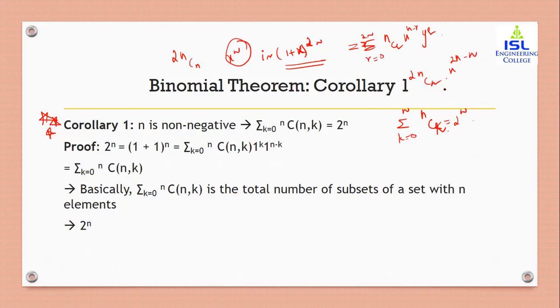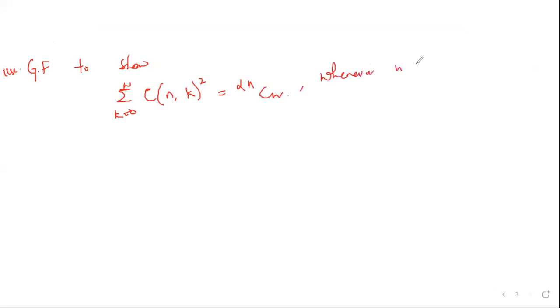Now suppose we know the coefficient. Why are we finding this (1 plus x) power 2n? Okay, let me do it on the board over here. So let me write it again. Use generating function. We are using generating function to show the sum over k from 0 to n of (nCk) whole square is equal to 2nCn, whenever n is a positive integer.